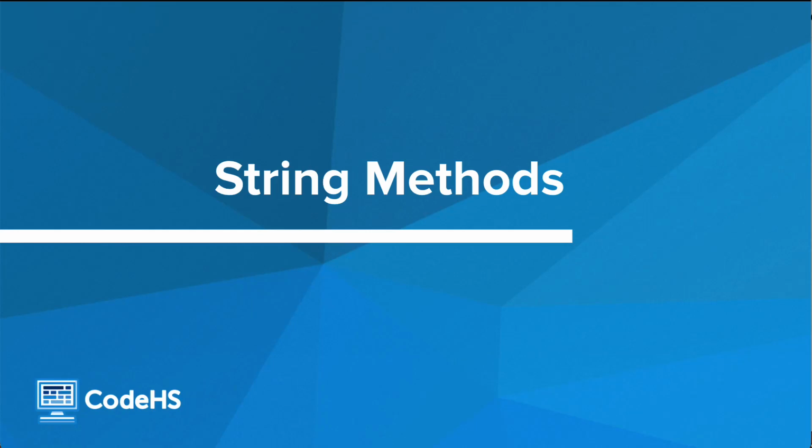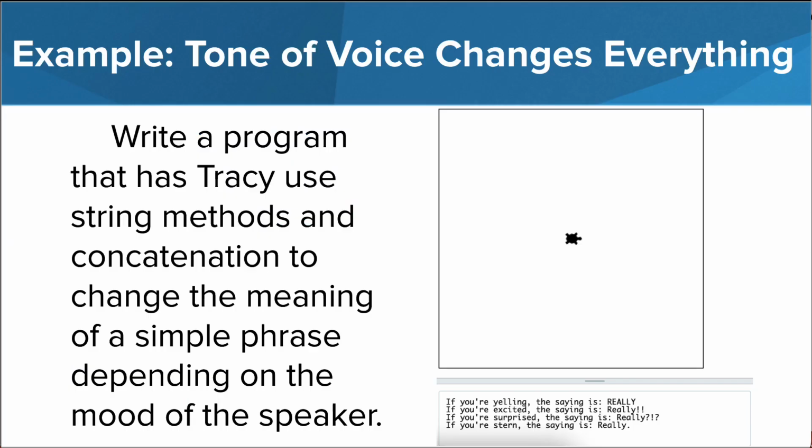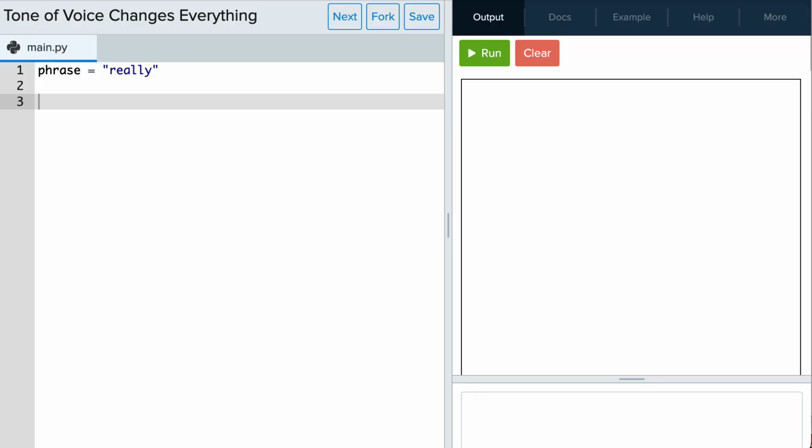Let's look at an example using these methods. In this example, we want to use string methods to print one value in many different ways that mimic different tones of voice. We're starting with a variable called phrase that is set to the string "really", and we need to fill in how this phrase would change if we were yelling, excited, surprised, or bored.